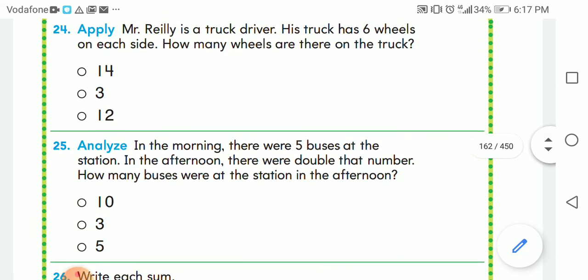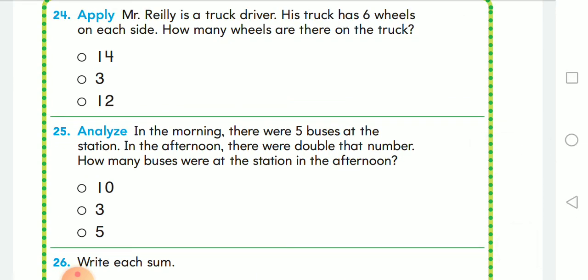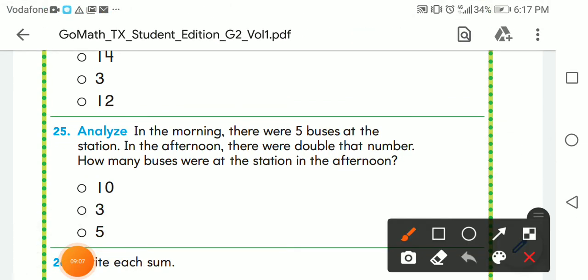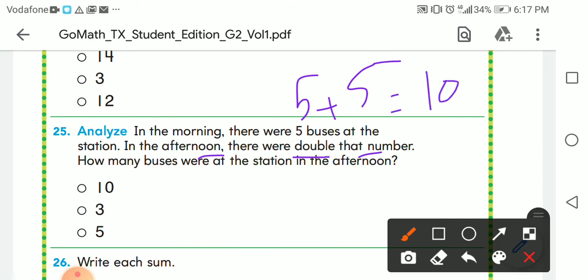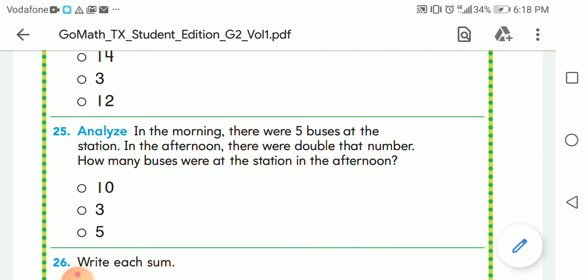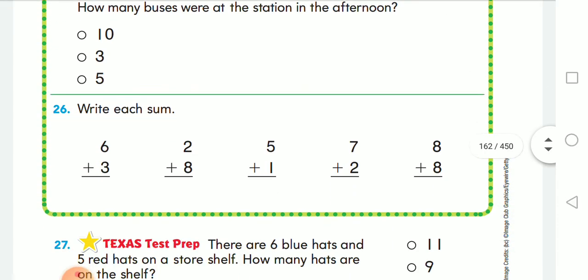Okay. In the morning, there are 5 buses at the station. In the afternoon, there were double that number. Double 5 means what? 5 plus 5. Okay, 10. So, he asks me how many buses were at the station in just the afternoon. So, it will be double. It will be 10. So, the answer is 10. Write each sum. It's very easy to do it.